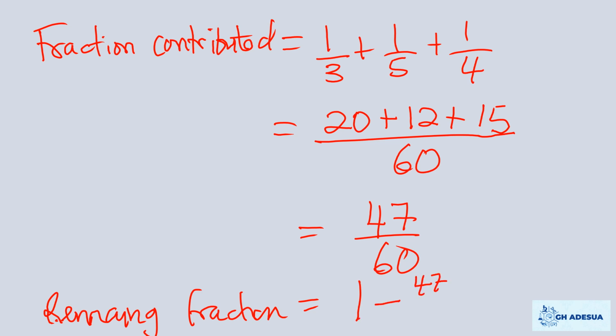I told you that the item you are dealing with, if it is one particular entity, it is represented by 1. It's a whole item, like 1 orange. So the number 1 represents that. So we're going to subtract 47 over 60 from 1, or better still, 1 minus 47 over 60. So let's do that on the next slide.